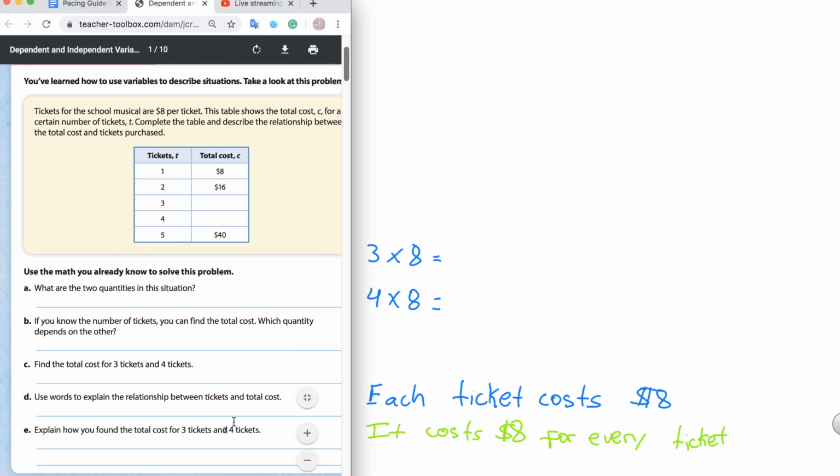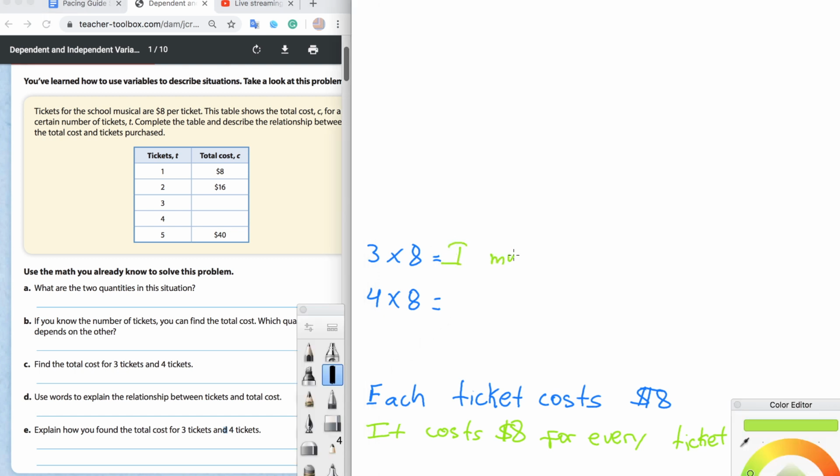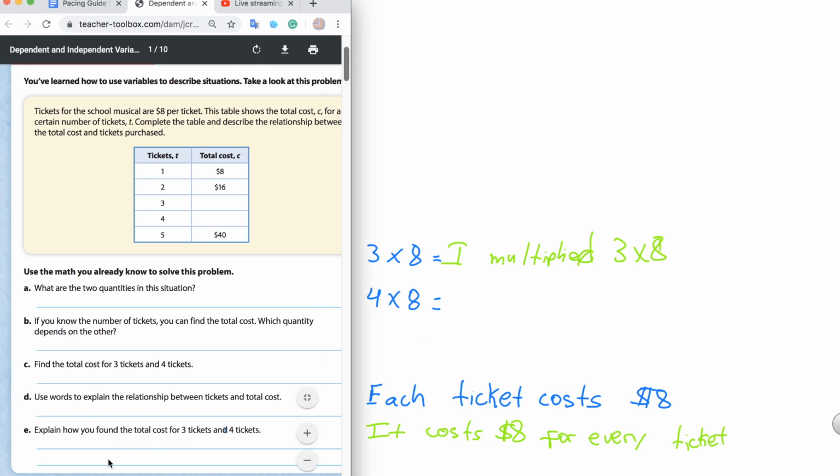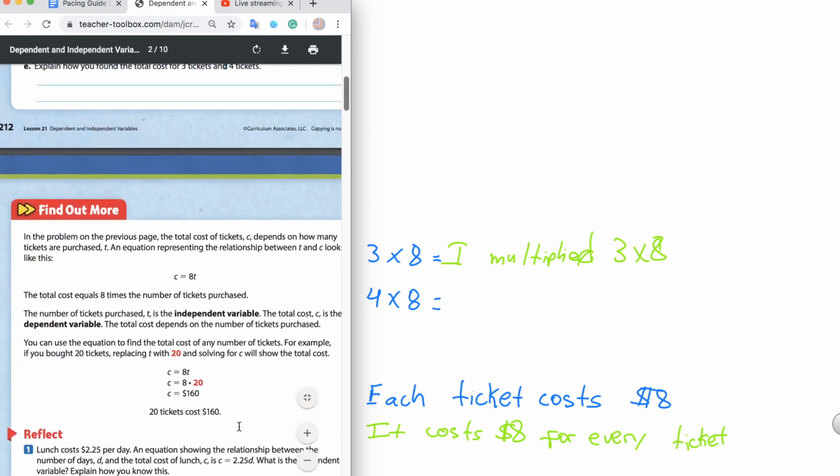Part E says, explain how you found the total cost for 3 tickets and 4 tickets. I multiplied 3 times 8, and over here you can say I multiplied 4 times 8. And that's how we explain part E. Let's go ahead and go to page 213.